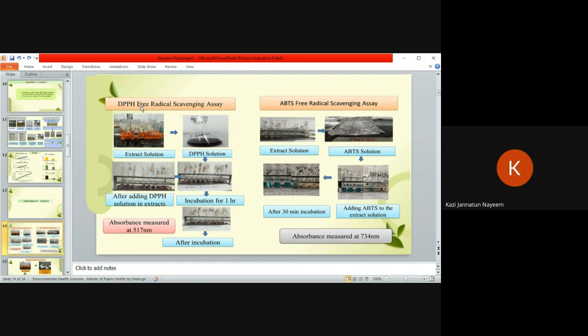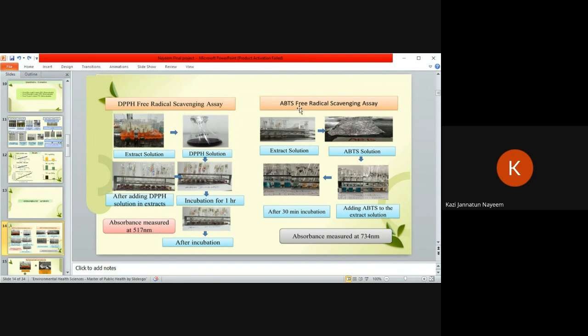In the DPPH free radical scavenging assay, I prepared the extract solution. Then in another beaker I prepared the DPPH solution. After a certain time, I added the DPPH solution to the extract and kept it for incubation for 1 hour. After the incubation, I measured the absorbance through the UV method at a wavelength of 517 nanometers.